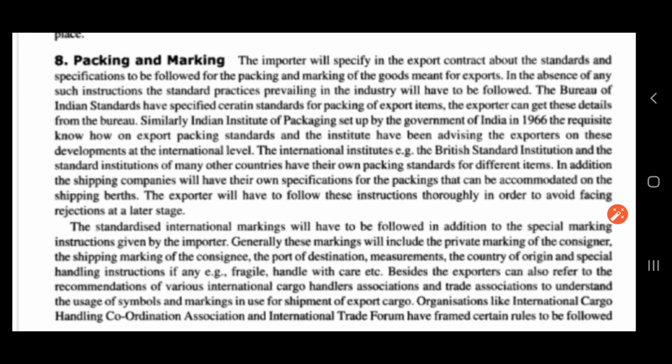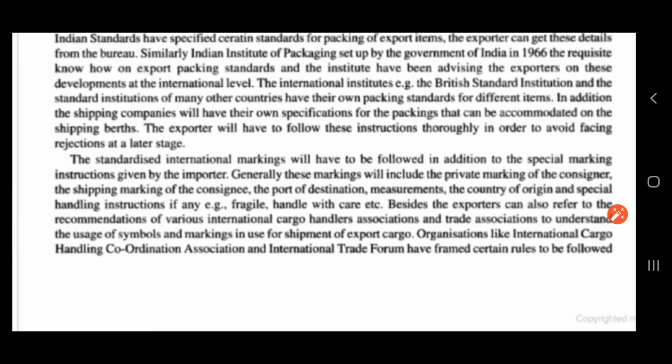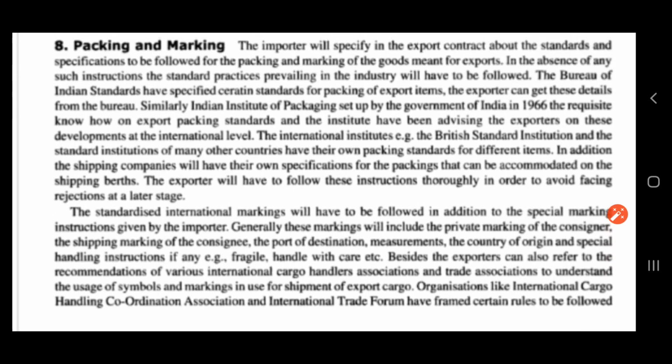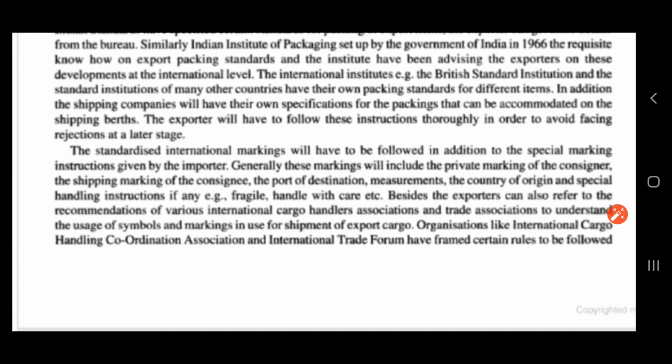The international institutions like the British Standards Institution and various other standard institutions of other countries have their own packing standards also. As I told you, there will be standards from the countries also. So the exporter should follow all these various government acts and various standard institutions' specifications and the contracts between the exporter and importer. So all these things should be followed.